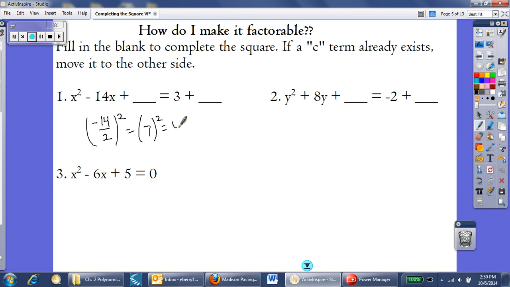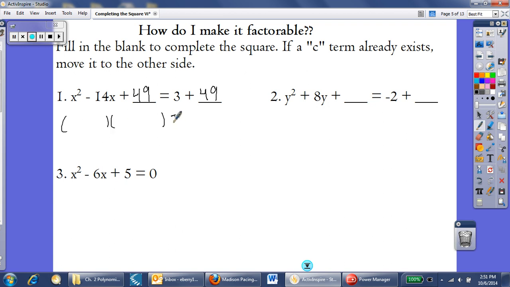7 squared is 49. So I'm going to add 49 to both sides to complete this part. Now I need to make sure that this part is factorable. Doing that, I can do the box and the x, or I can just think and try to open up my parentheses without having to do the box and the x on it, which I'll do in this case.